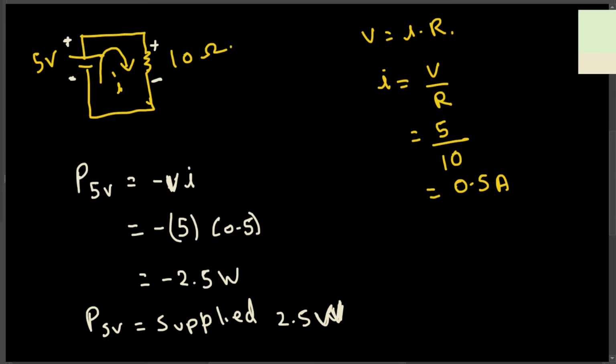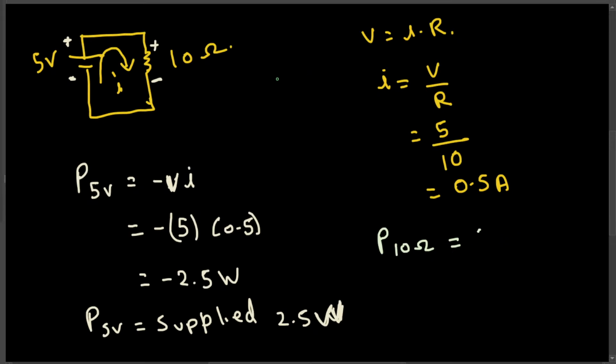Okay, now let's look at what the power across this resistor is going to be. If you look at the current flow direction in the resistor, it goes into the positive side first and then goes out of the negative side. So for the resistor, the power is going to be positive, 10 ohm. When you are calculating power across a voltage, make sure you're using the equation related to voltage. When you are calculating power across the resistor, you can use the power equation related to the resistor.